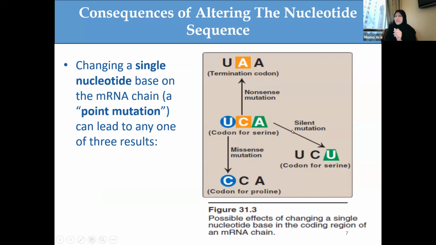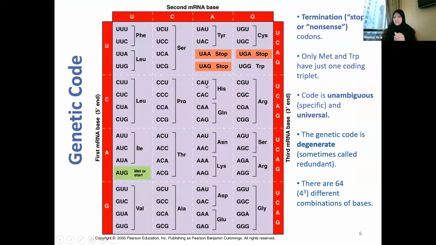But sometimes, for example, this one, histidine, CAU, if this changes to C, it still codes for histidine, which is a silent mutation. But if it, for example, changes to A, it changes to another amino acid. So it's not dependent on the location. It can be missense, even if it's on the third base.